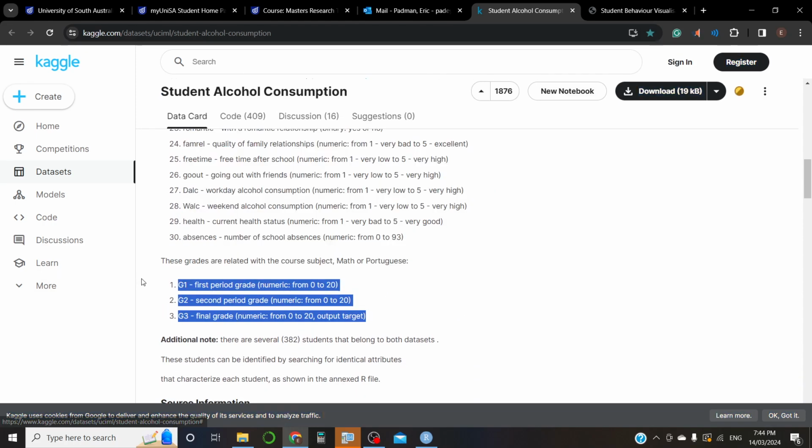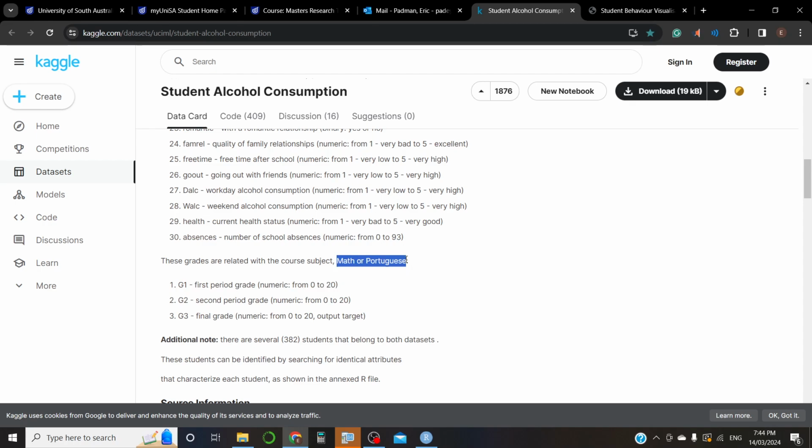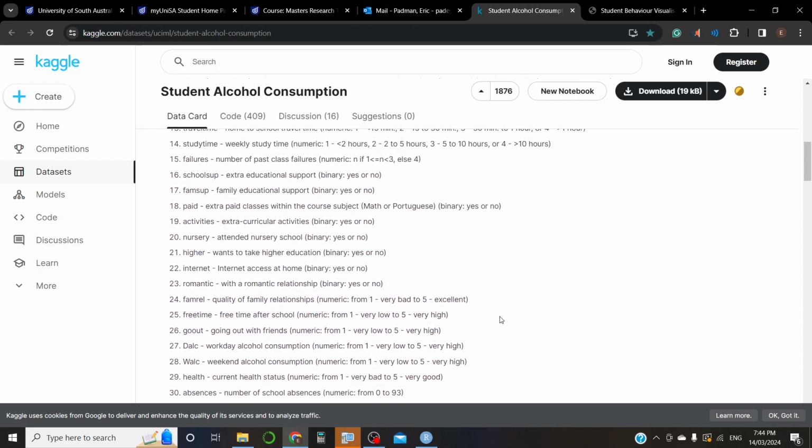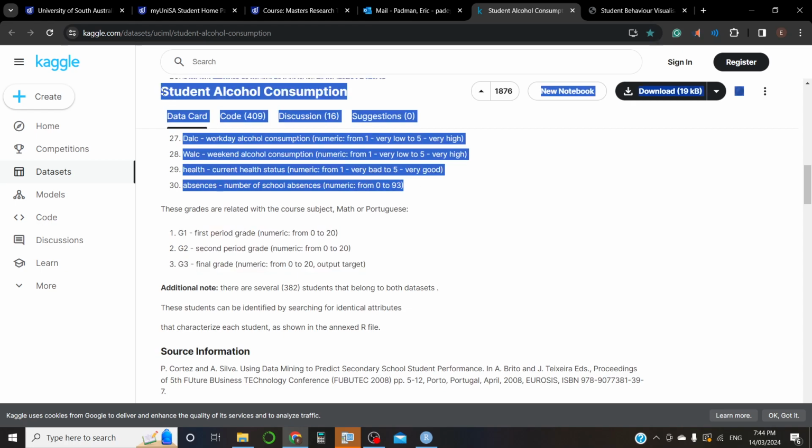But these are the ones that really matter: how they went in the subjects of math and Portuguese. Yeah, it's a Portuguese school. So Portuguese is their English class for Portuguese students, and they're looking at their grades. That is the main variable under study, and how the other variables affect them.